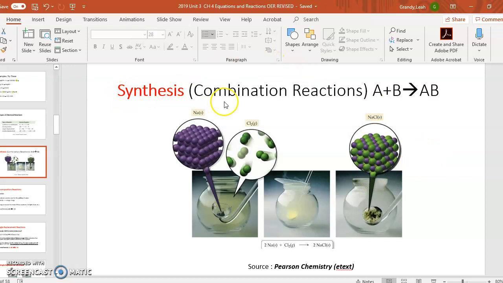So in a synthesis, or what's called a combination, also sometimes called addition, it all has to do with two different elements or two different compounds coming together to recreate one larger one. Typically it's two elements, but there are some exceptions to that. So think of this as A plus B makes AB. Here is an example of how sodium metal reacts with chlorine gas to make NaCl. And that is the end product right here. So we've got sodium, and then the chlorine gas is infused in, and the two react to make that.